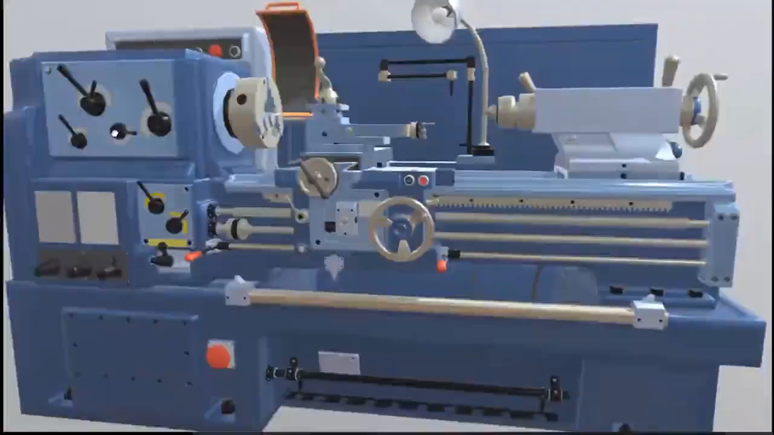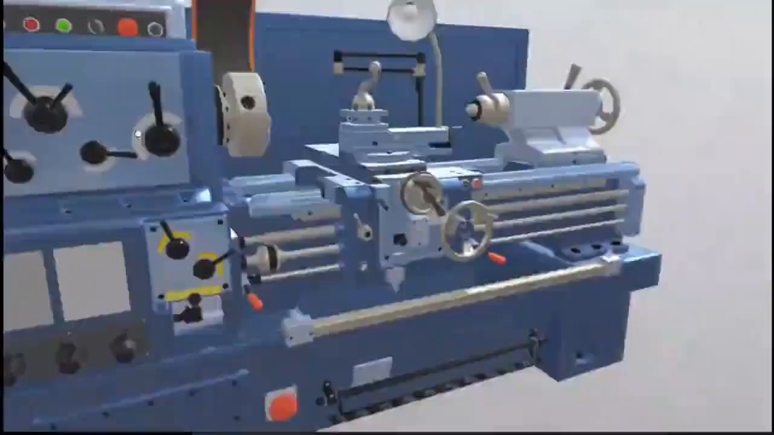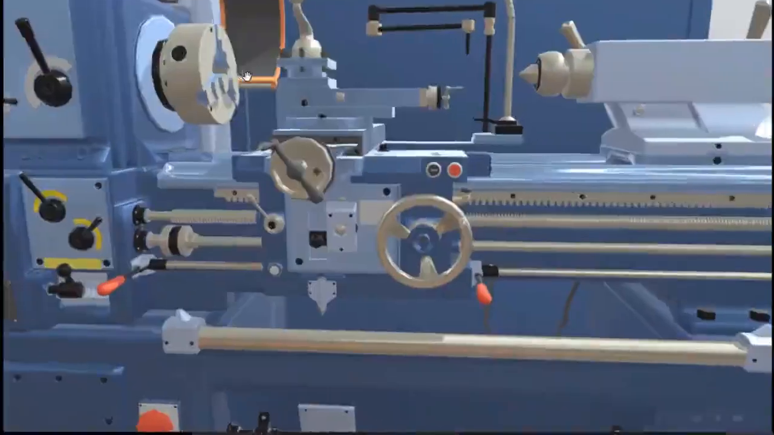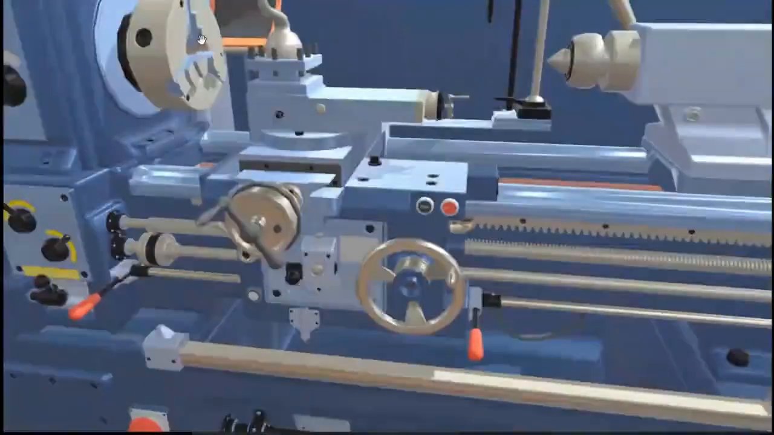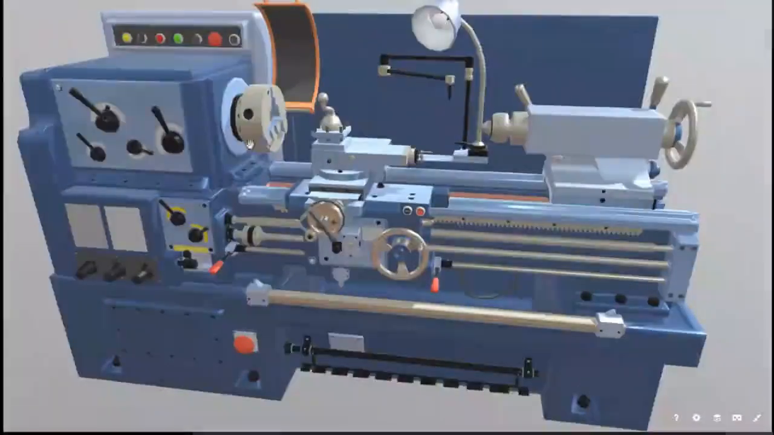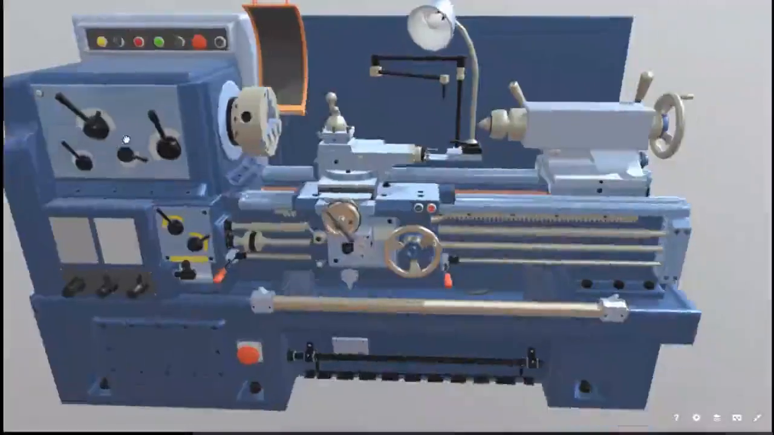Before that we'll see this one is a chuck. This one is known as a chuck. So there are 3 jaws on it, and the job can be fitted over here. So this one is known as a 3-jaw chuck. And this whole assembly is known as a headstock.